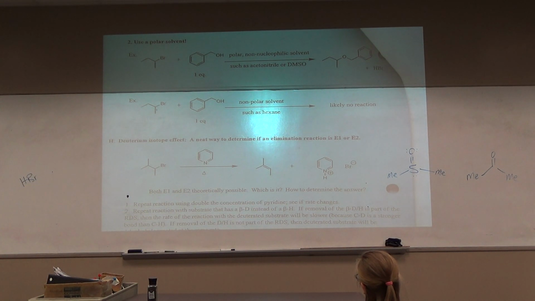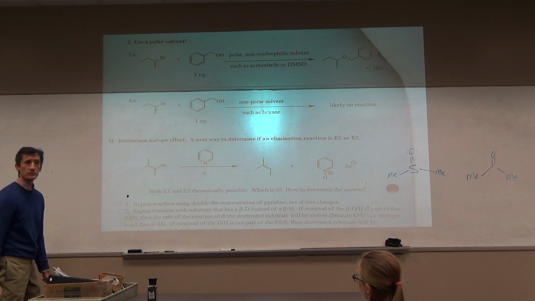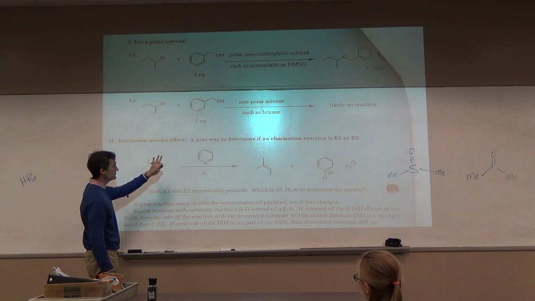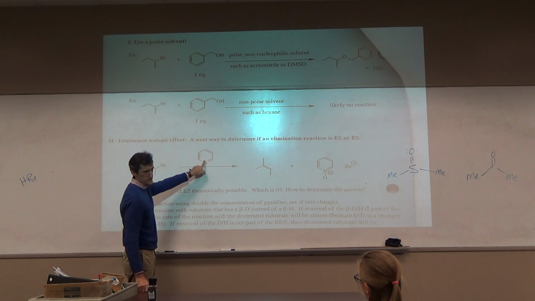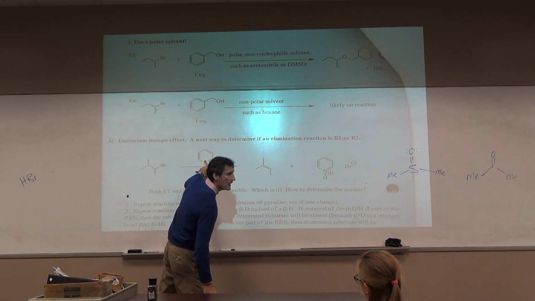But before we look at this, what's another way we could have done this? One we've already talked about. We could vary concentrations and look at the rate. What do you want to change the concentration of? Brian, what can we change the concentration of? Pyridine. Okay, and then what do you expect? Explain how this is going to help. If the rate increases, then it's an E2 reaction.